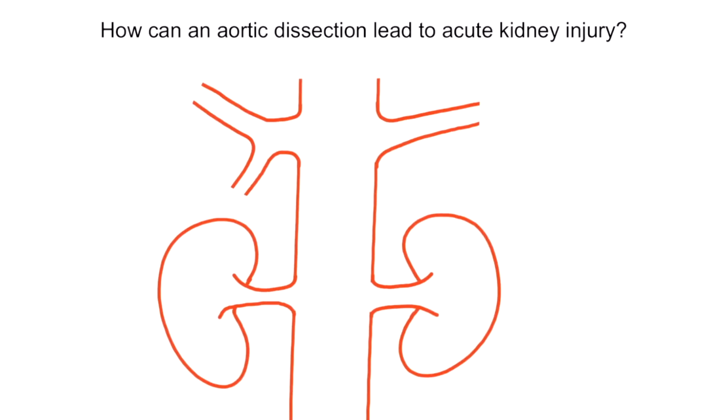Let's do another question. How can an aortic dissection lead to acute kidney injury? Here we have the aorta and its branches. And here are the kidneys with their blood supply from the renal arteries. So if there is a dissection here, it will disrupt the blood flow to that kidney, leading to ischemia and evidence of acute kidney injury.